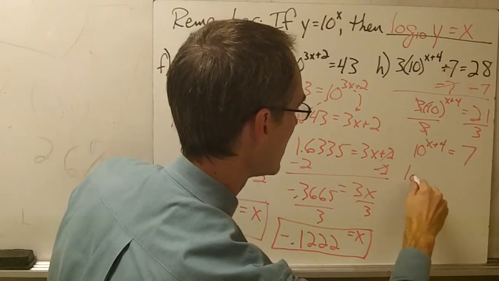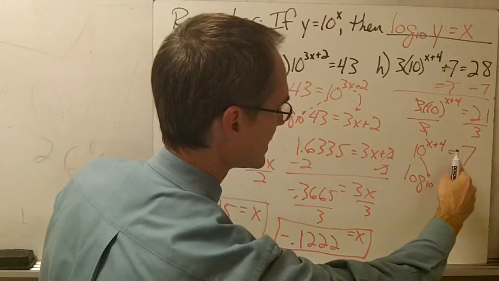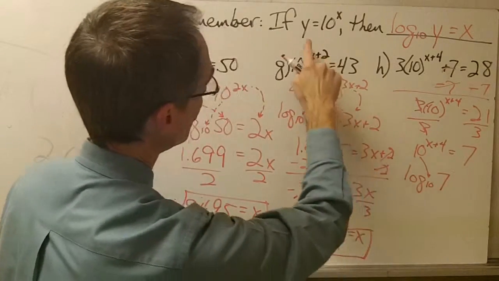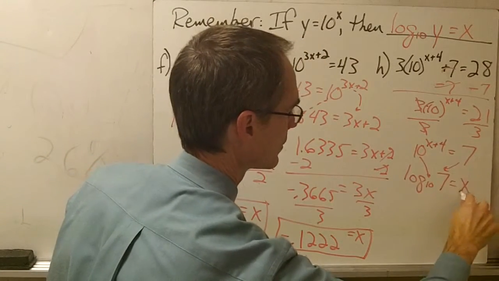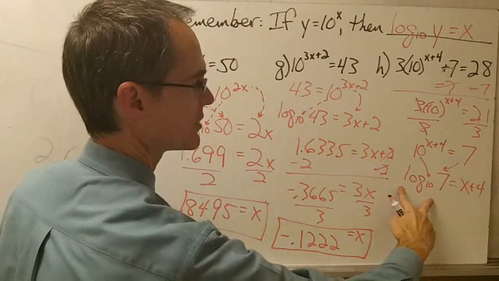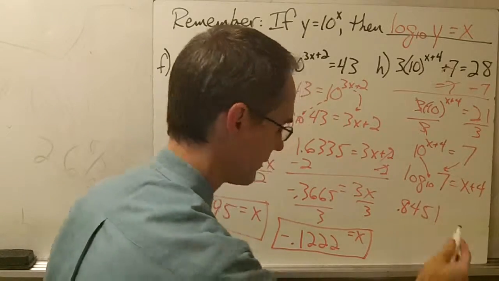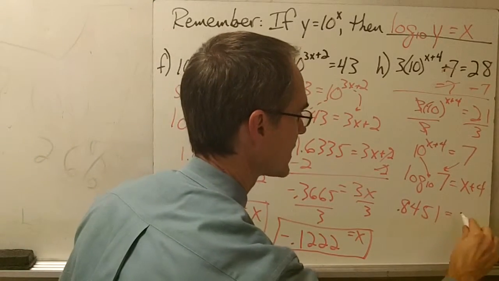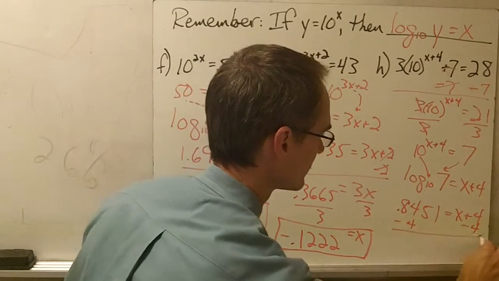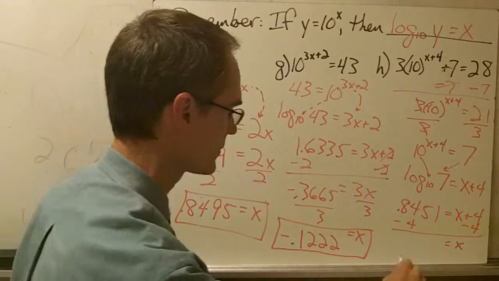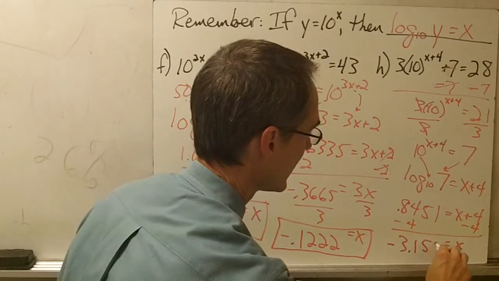So let's see. Log, my 10 is my base, so it's going to go here. 7 is the number, that's my y number here, so 7 goes here. And my exponent, x plus 4, goes over here. If I punch this into my calculator, I get 0.8451 approximately. On this side of the equation, I have x plus 4. Now I subtract 4 from both sides, and I get x equals negative 3.155.